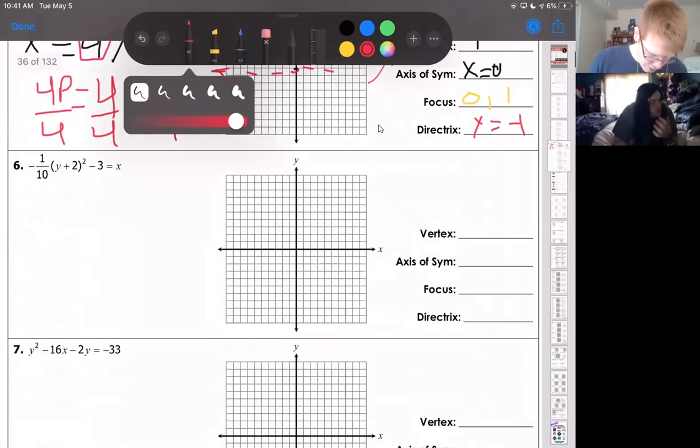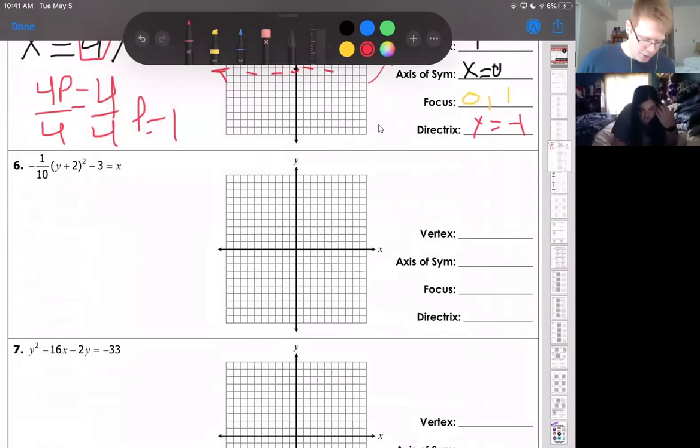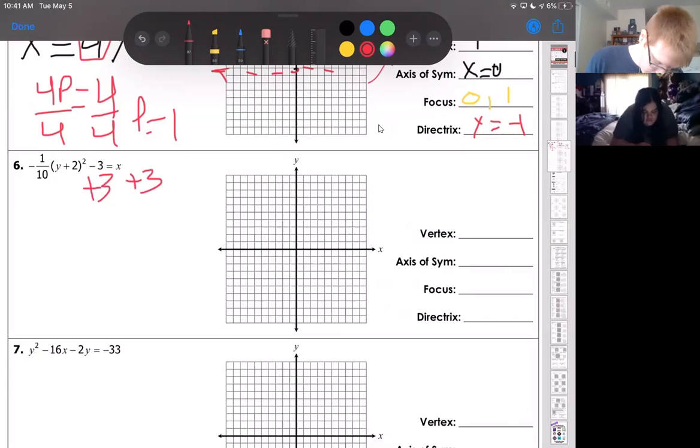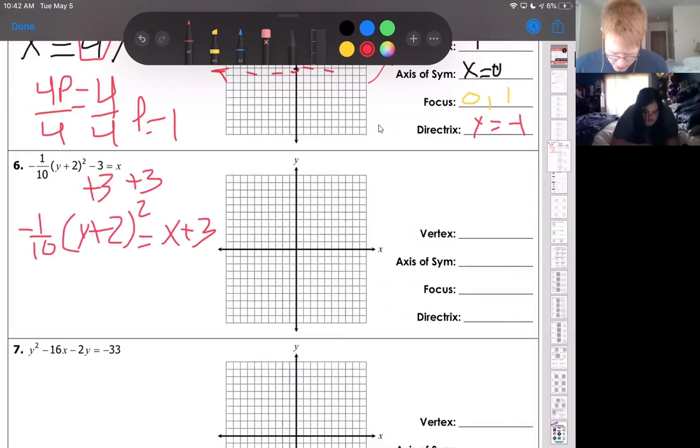All right, let's look at this one. Similar kind of problem. We got a bunch of junk on the side with our variable up to the second power, so we got two problems. That -3 is an issue, and that -1/10 is an issue. So the first thing I would do is add the 3 over. And then to get rid of that -1/10, we could just multiply by -10. You have to multiply each piece by that.